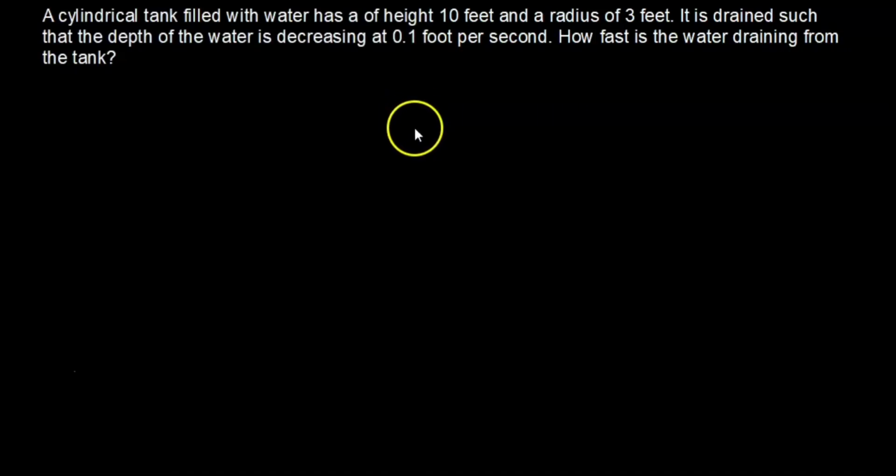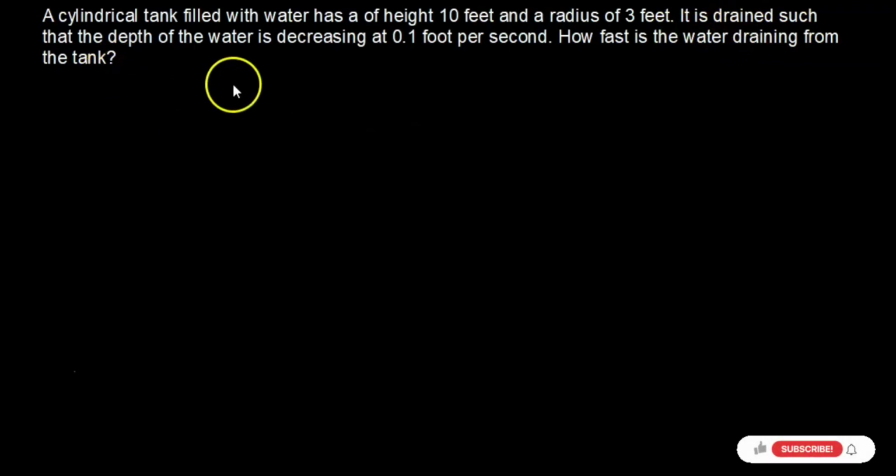My name is Loange, and in this video we're going to do this related rates problem. So we're given that a cylindrical tank filled with water has a height of 10 feet and a radius of 3 feet. It is drained such that the depth of the water is decreasing at the rate of 0.1 feet per second. How fast is the water draining from the tank?